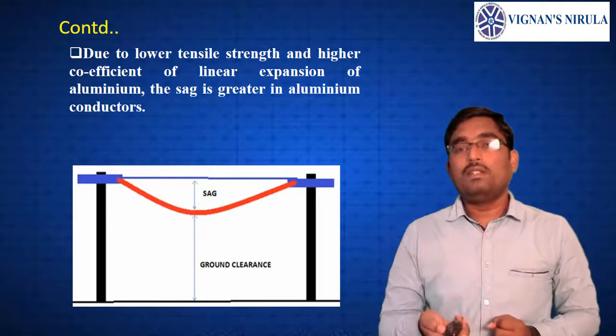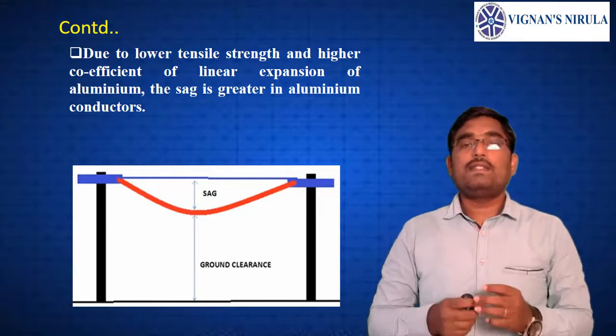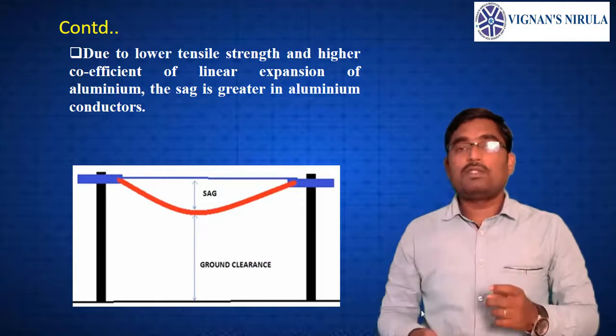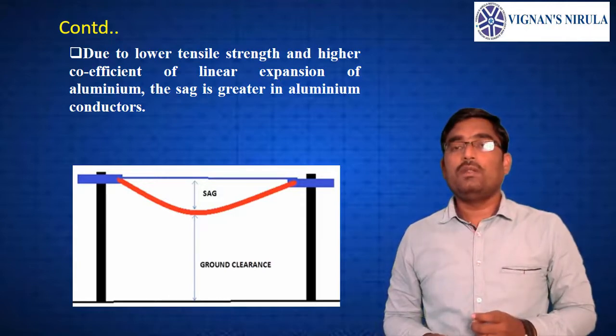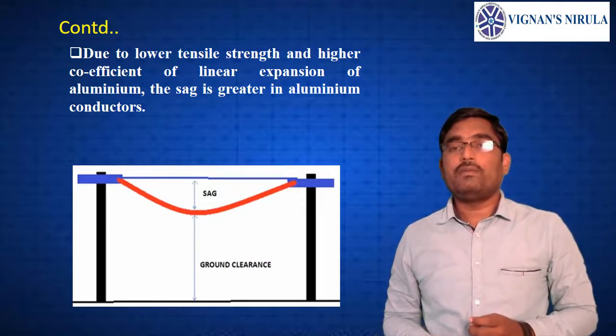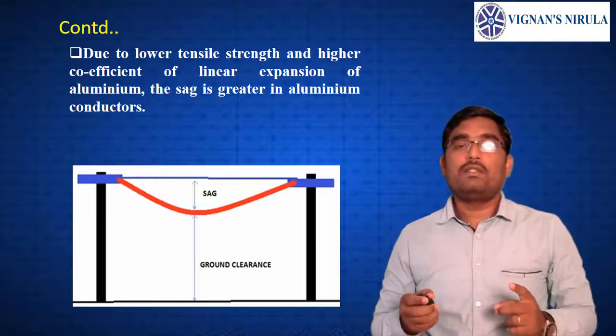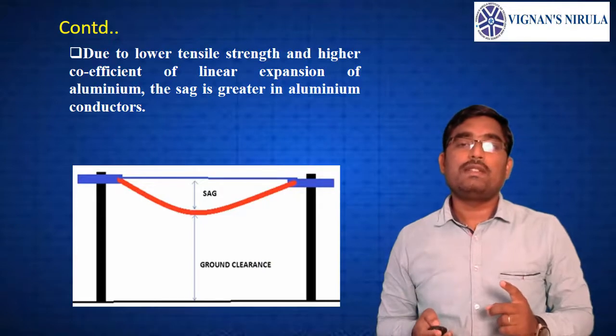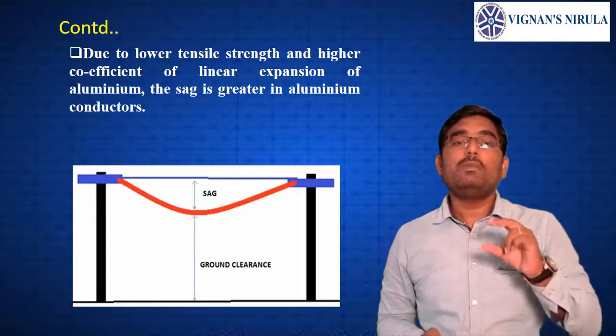What is the sag? It is the distance between the highest point of the towers to the lowest point on the conductor. This length is called sag. Always, during the erection of transmission lines, the sag should be within the permissible limits.